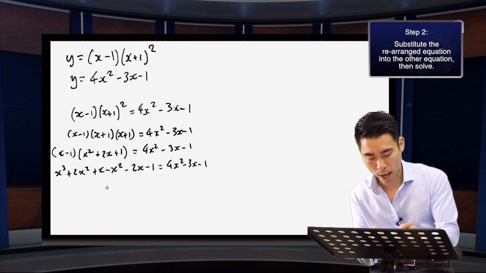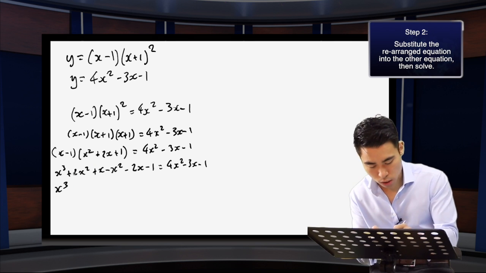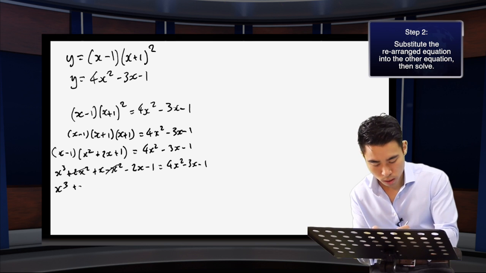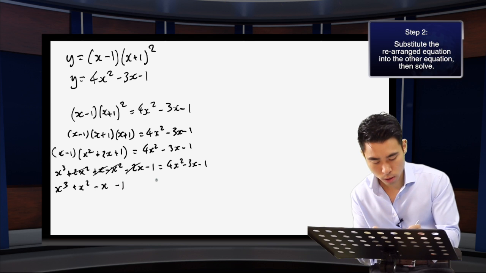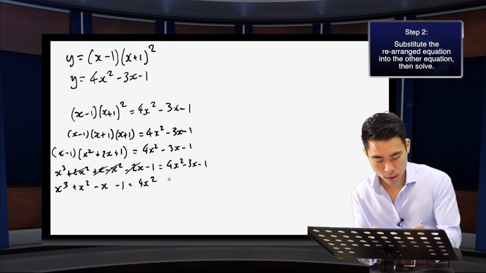Okay, now just tidying up that left hand side there, x cubed. Now my terms in x squared, so I've got plus 2x squared minus x squared, so that just leaves me with 1x squared. I've got plus x minus 2x, so that leaves me with minus an x. Here I've got just one constant number term there, minus 1. Okay, and then the right hand side stays the same.